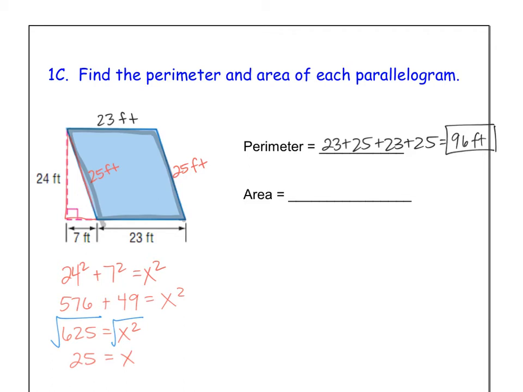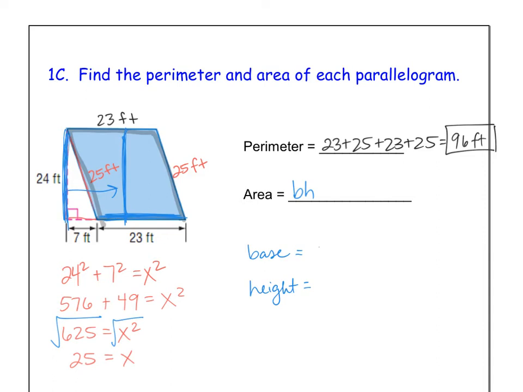Now this next part's interesting. We're going to do the area, which is going to be base times height. So what's the base and what's the height? Well, I think the base is this 23, and the height is actually over here on the side. So even though it's not inside, imagine like moving it this way. This height would be 24.